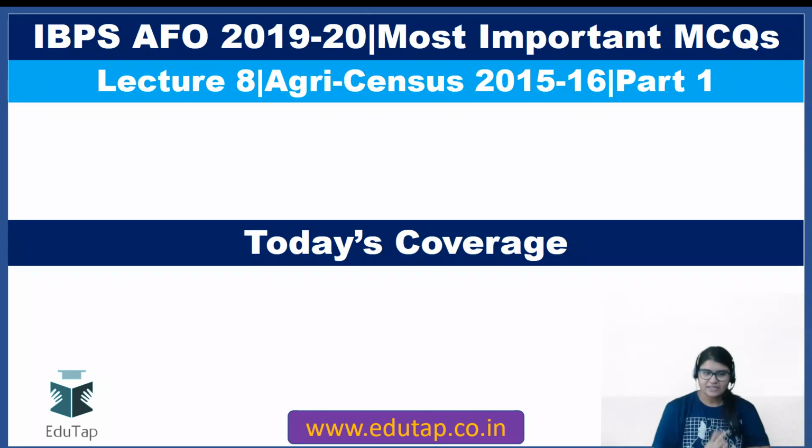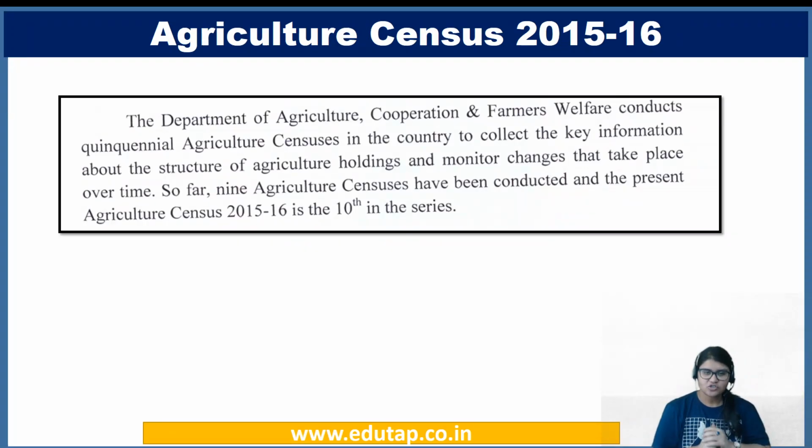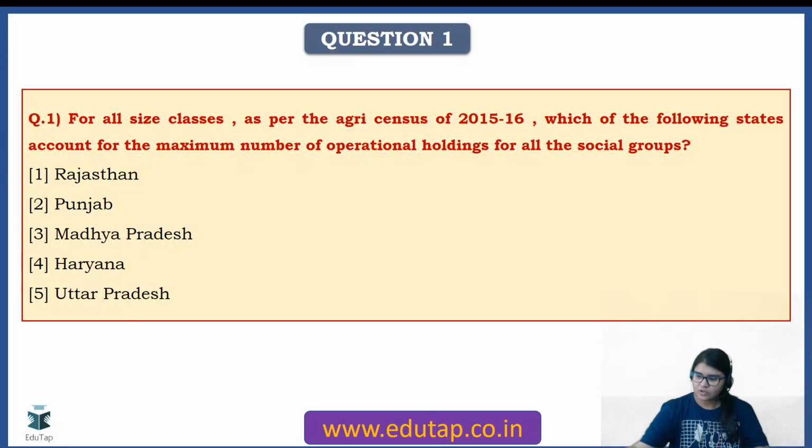Okay, and so today's coverage, agriculture census 2015-16. As part of the previous lecture also, we saw that it is released by the Department of Agriculture, Cooperation, Family Welfare under the Ministry of Agriculture, right? So you can see every 5 years this is being conducted, and the present one 2015-16 is the 10th in the series. So already 9 have been concluded effectively, right? So let's quickly discuss the questions out here.